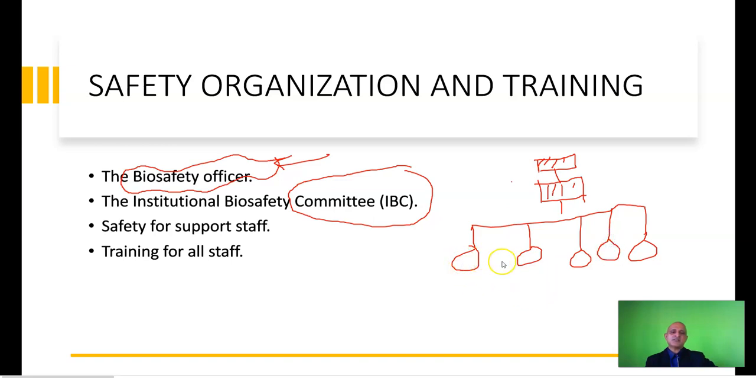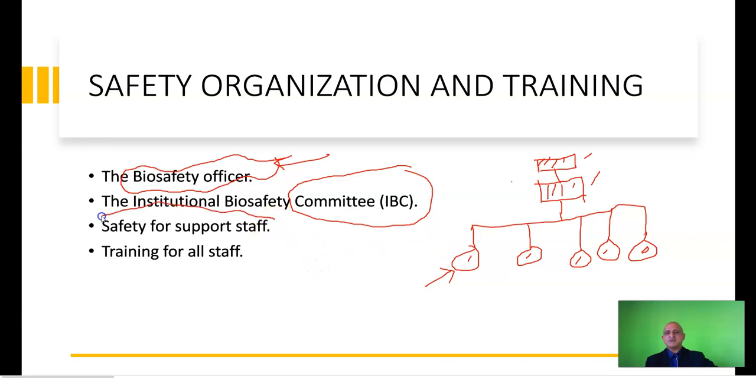So at the bottom of this chain of command are your laboratory workers, your laboratory cleaners, your technicians, as well as your researchers, and maybe other personnel who are associated with the maintenance of your facility. This is a very important structure, and the roles and responsibilities of each of these components must be established in your laboratory biosafety manual.